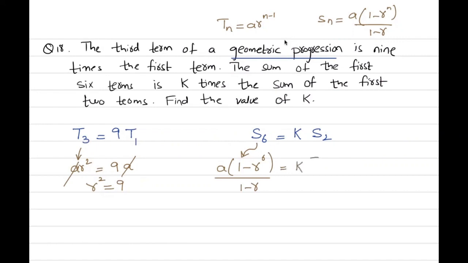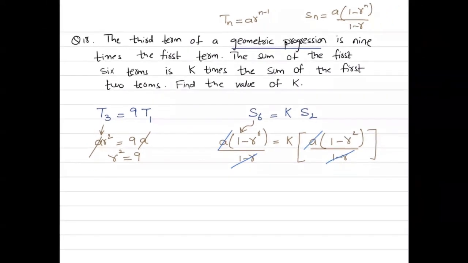Okay, Hassan, what is S2 going to be equal to? It'll equal A times 1 minus R squared over 1 minus R. Would you agree that 1 minus R and 1 minus R can be resolved from here? Yes. Also, A is going to be cancelled out. So I'm going to be left with 1 minus R to the power of 6 equals K times 1 minus R squared.